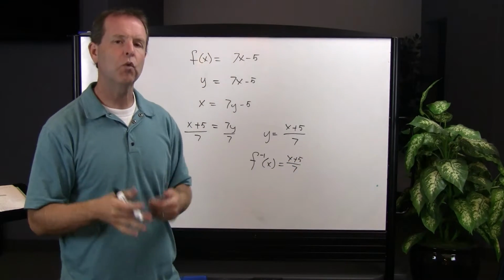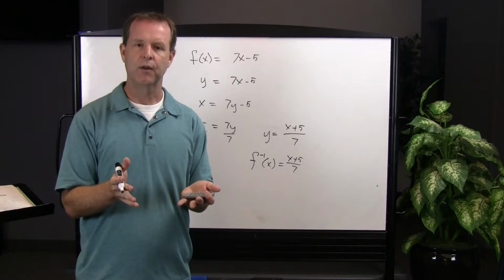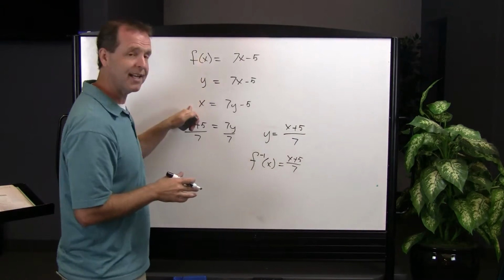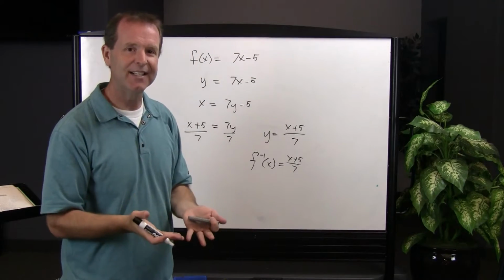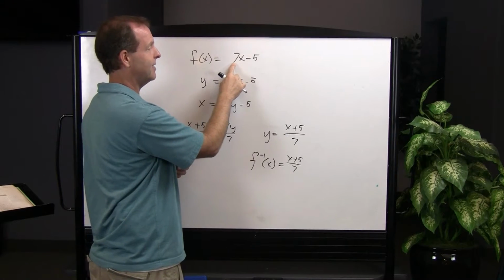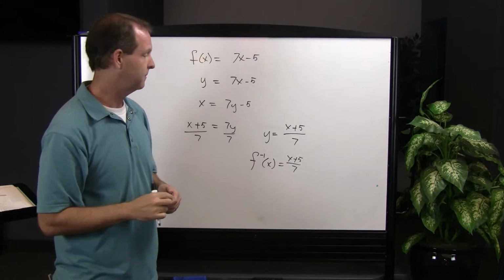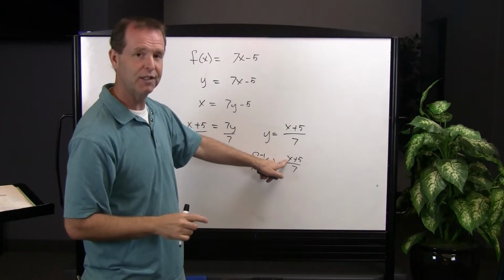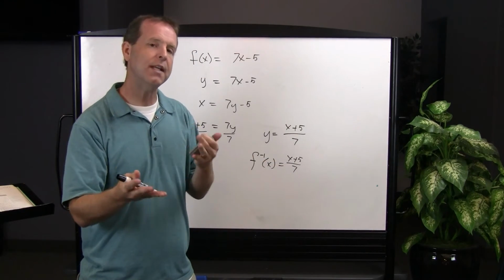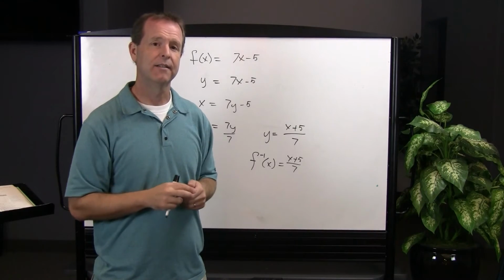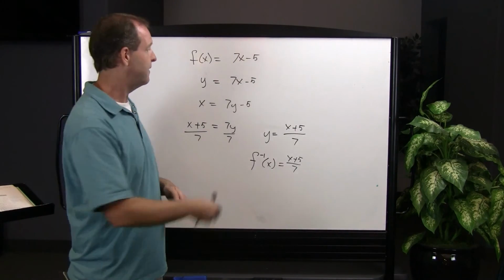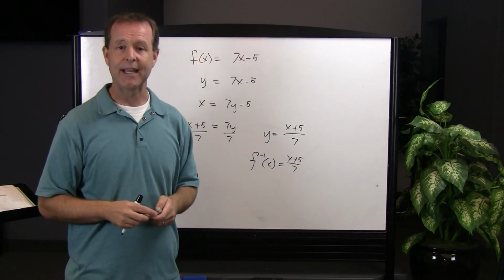And if you remember what inverses do, it basically undoes what the original function did. And that's what this process did. It undid the original function. The original function was taking an x, multiplying it by 7, and subtracting 5. Well, my inverse is taking the x, adding 5, then dividing by 7. So do you see how I reversed course and undid what I did the first time? That's what an inverse function does. And this is the process to help us find inverse functions.